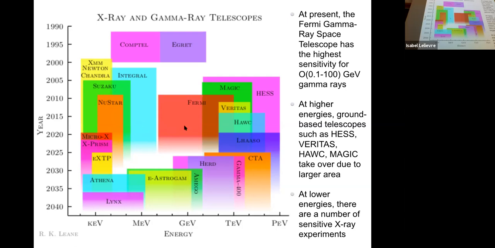Like in particular, in the MeV to GeV band, there are not a ton of telescopes at the moment. There's Integral, which is a rather old instrument. It's been up since 2002, I think, although it can still say interesting things. And then at higher energies, from like the tens of MeV band up to about the 10 to 100 GeV band, the Fermi Gamma Ray Space Telescope basically reigns supreme.